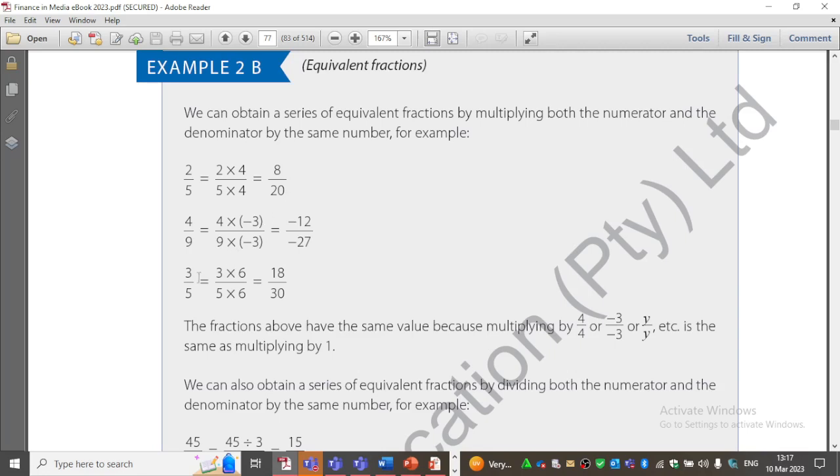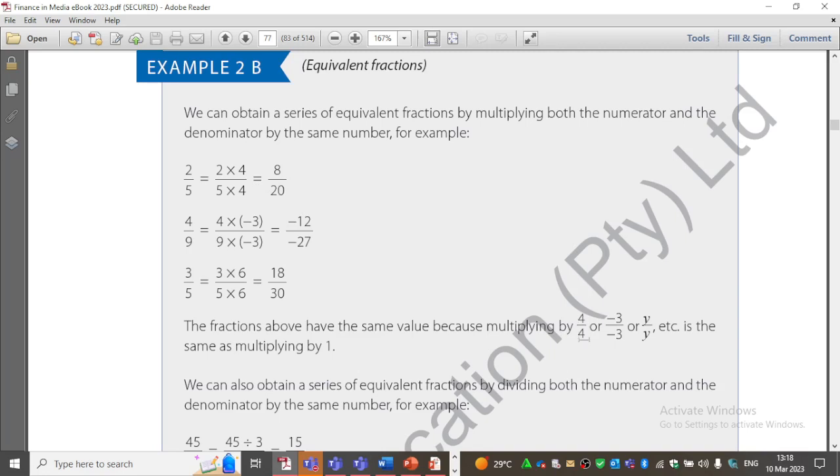We have 3 out of 5, so if you multiply both of these by 6, you're going to get 18 out of 30, which is still equivalent to 3 out of 5. If you enter this into a calculator, you'll get the same value. Here it says that the fractions above have the same value because we are multiplying the numerator by 4 and also the denominator by 4, or the numerator by -3 and the denominator by -3. All of these multiplications at the end give you 1, meaning it's still going to have the same value as the previous one, because of the numbers being used as a factor to give you the equivalent fraction.